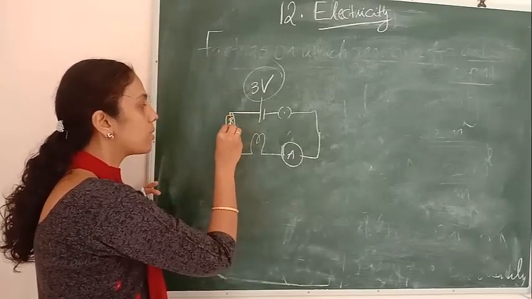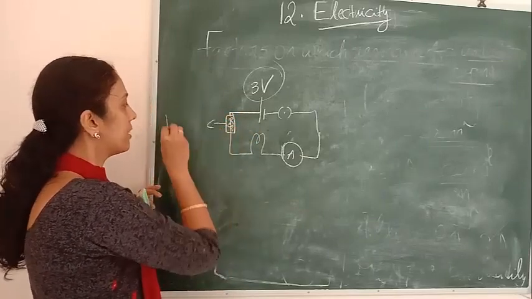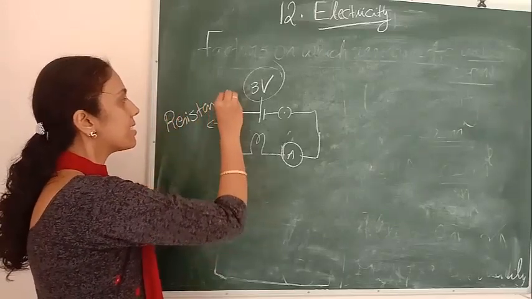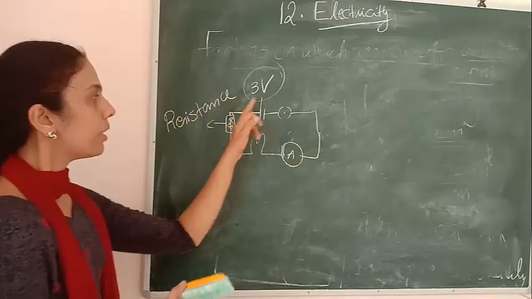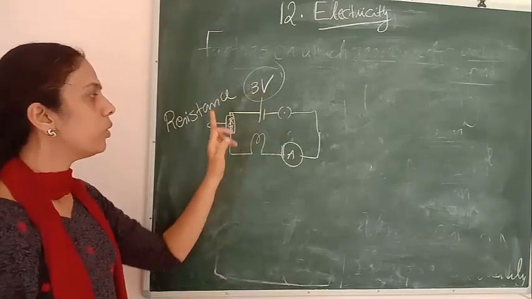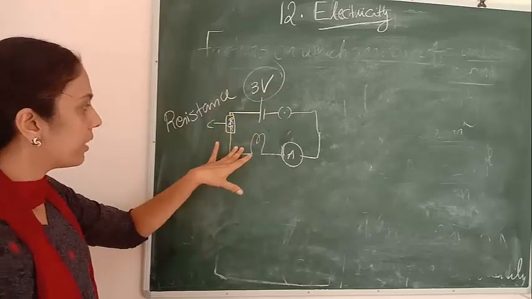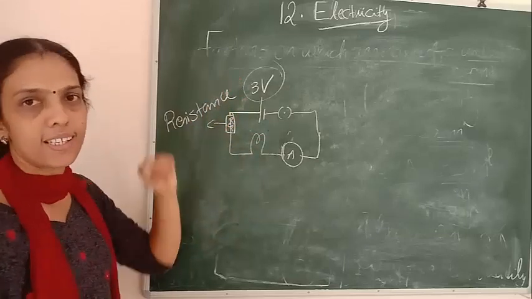If I am introducing one resistance, I can set it to this value. What is the current I require? That much of current I can put here by putting sufficient resistance here.